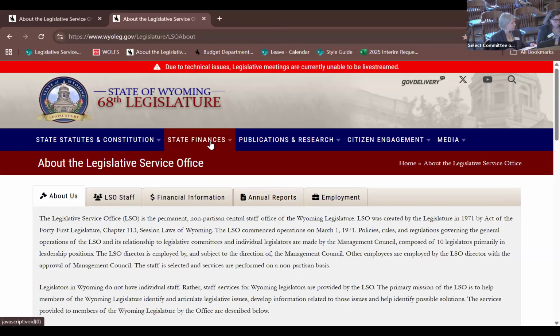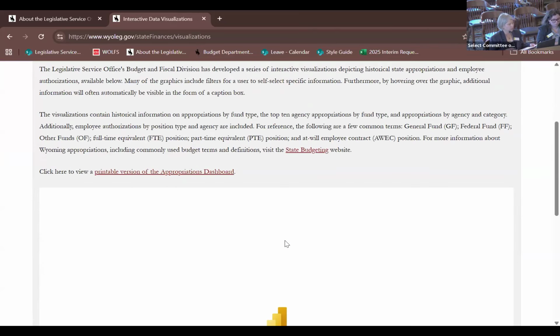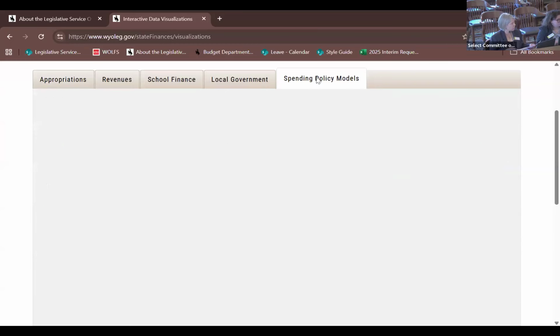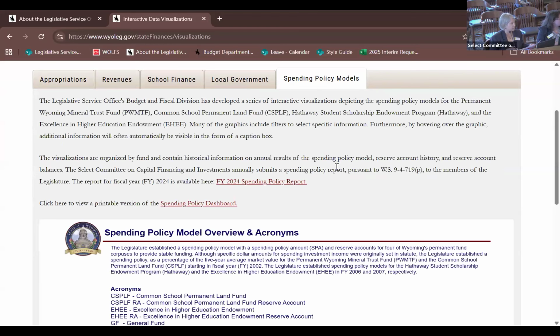So that you can turn your attention to the screen, you'll see a lot of information up there. The memorandum and the data visualizations have a lot of information, but I will try to keep this presentation brief. Catherine, I'm not sure if you're going to be able to expand your screen to take up the whole screen or not. Okay. Well, first of all, this information is on the WyoLeg website under State Finances, Data Visualizations, and then Spending Policies. Okay, and the first thing that you go to is a landing page.